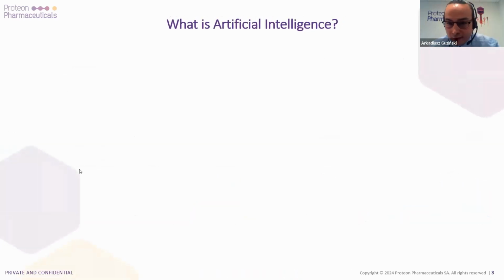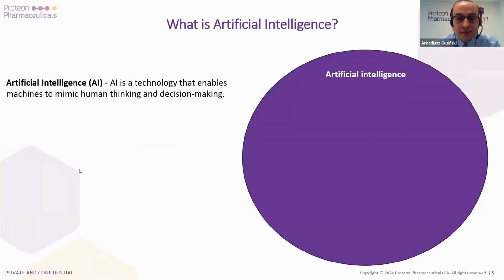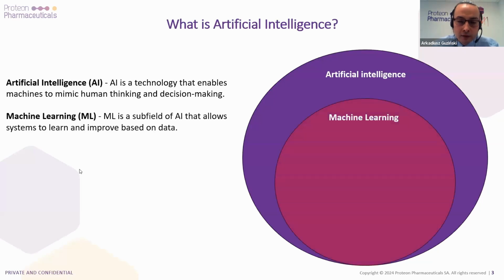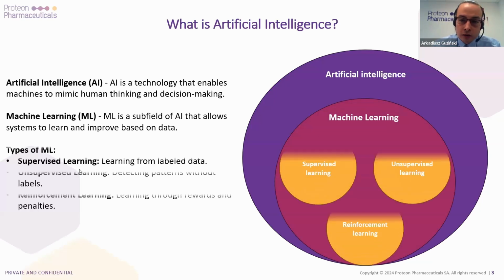So maybe I will tell you what artificial intelligence is. At its core, AI refers to the use of machines and algorithms to simulate human intelligence, like thinking, learning, and decision making. This is an umbrella term which covers a variety of fields, including machine learning, which is a subfield that enables computers to learn from the data and improve over time. So this is the kind of algorithms that we use.